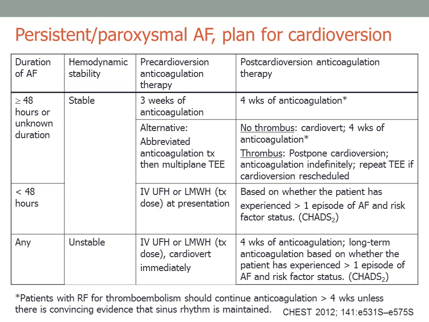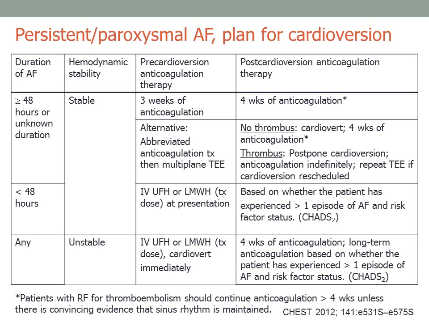Then, after cardioversion, follow with at least 4 weeks of therapy. There's always the possibility that a patient may flip back into AFib, so in patients with risk factors for thromboembolism, basically applying the CHADS risk factor scoring system, anticoagulation should continue longer than 4 weeks, unless there's convincing evidence that sinus rhythm is maintained.